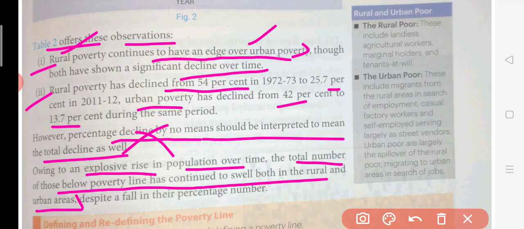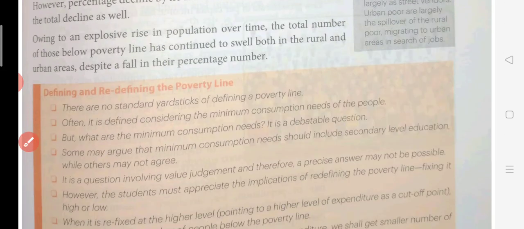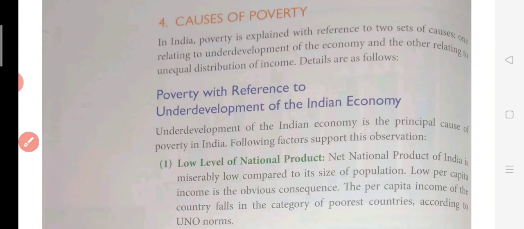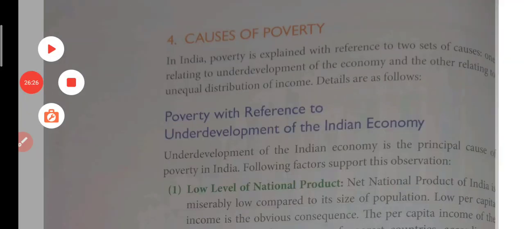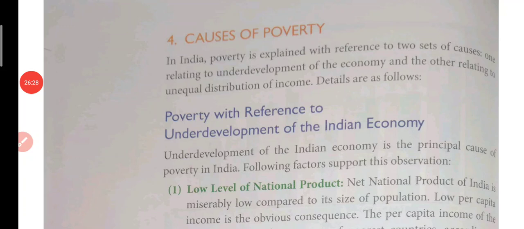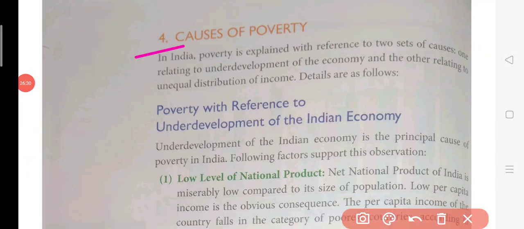जब population बढ़ेगी तो urban area और rural area में दोनों ही जो below poverty line के people हैं वो ज़्यादा हो जाएंगे तादाद में, in terms of number they will be more. Okay, now here what are the causes of poverty we are going to look.